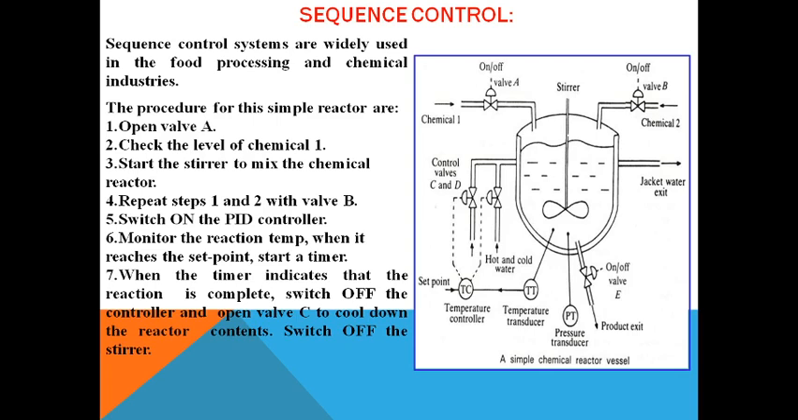For this, if we have to develop a project, then we have to use relays in our system. A controller is required to provide control over the process, and a sensor is used in order to check the water level of the simple chemical reactor vessel. So it is known as sequence control.